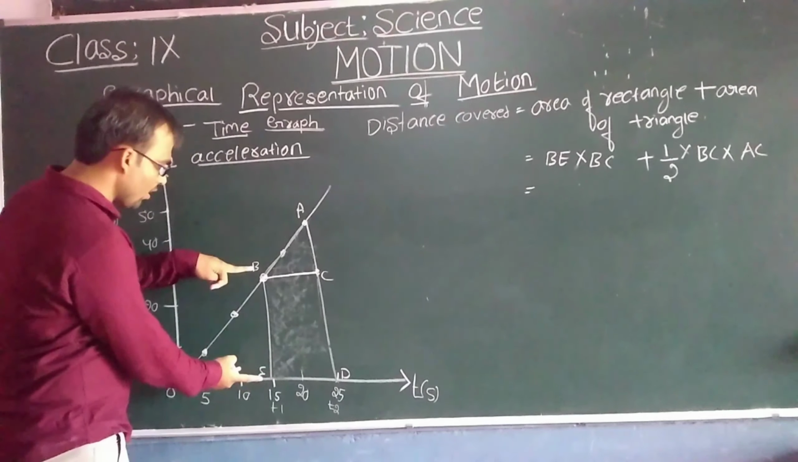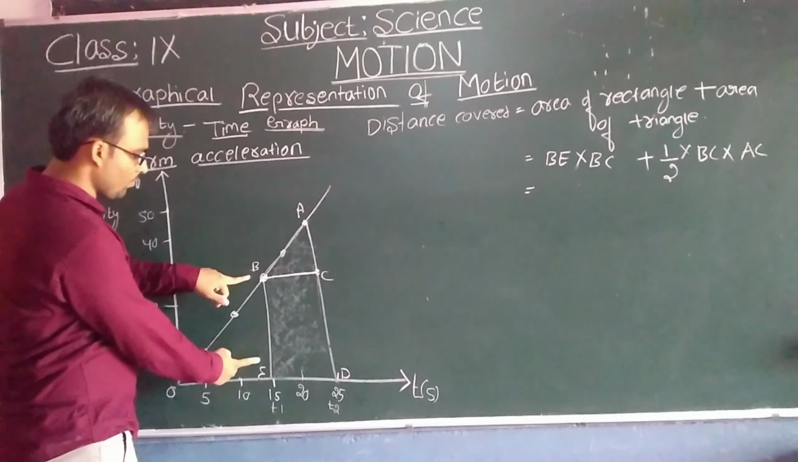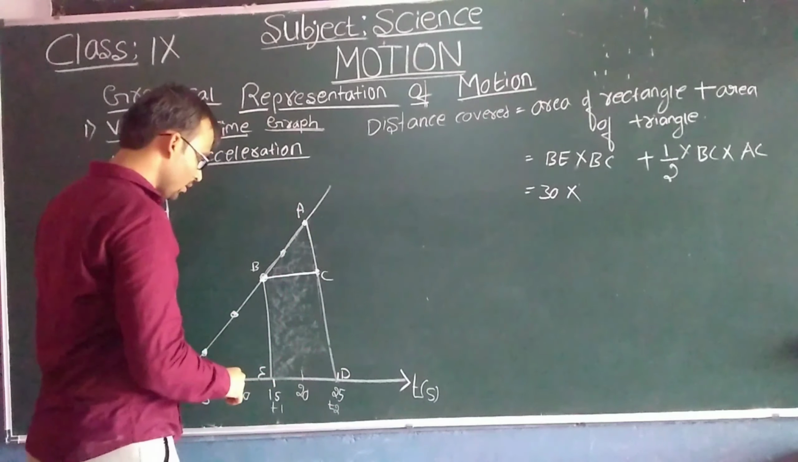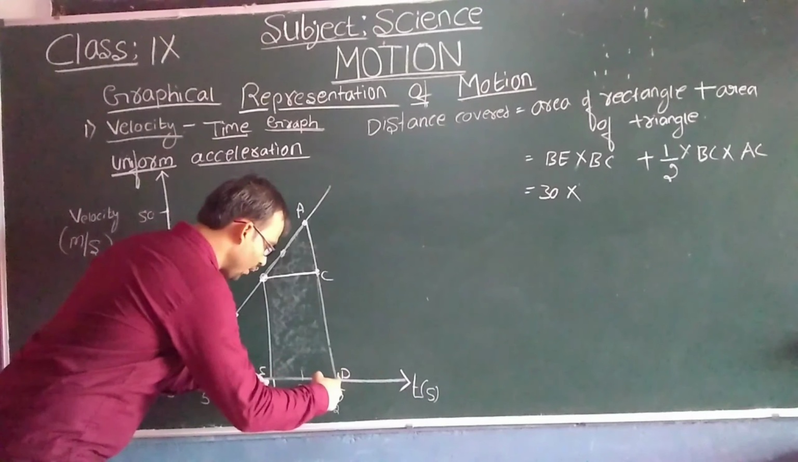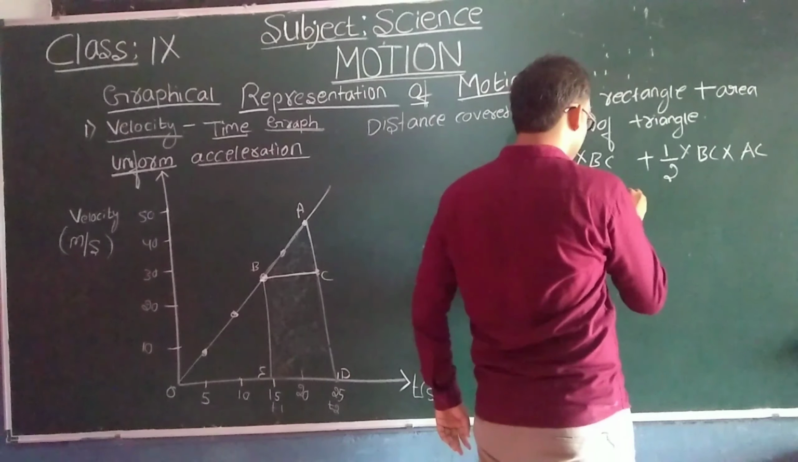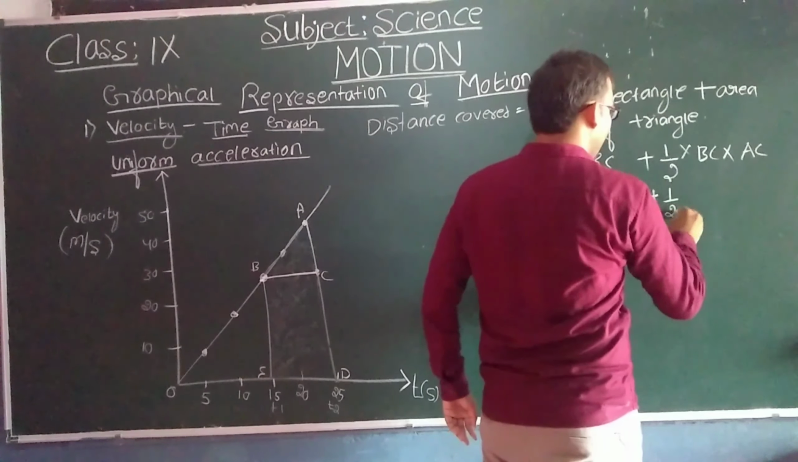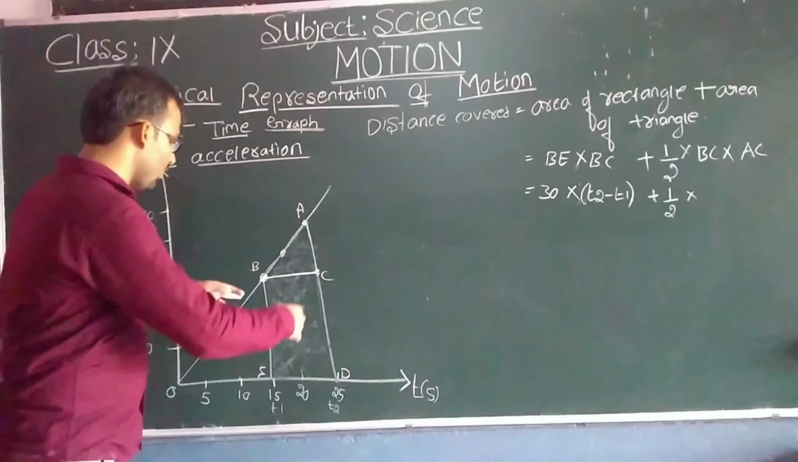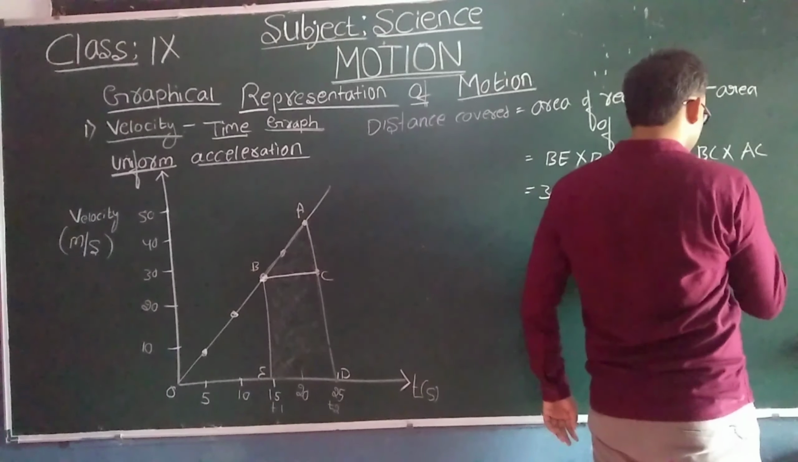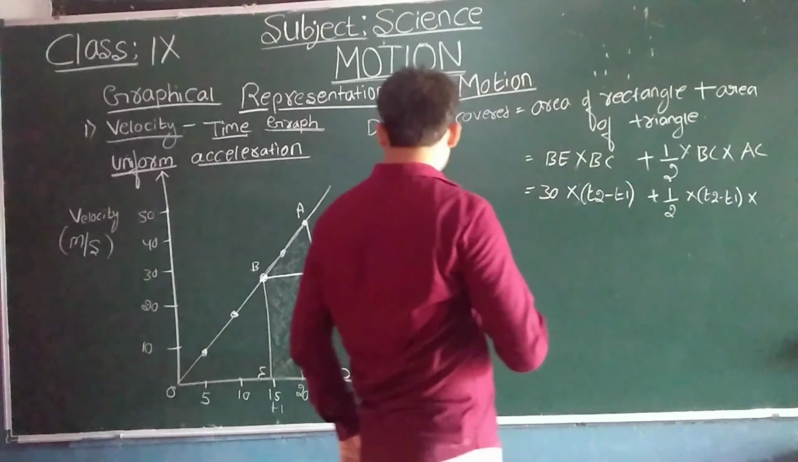Look at this one. BE represents 30 meter per second. So here we take BE as 30 into BC. What is BC? BC is a time interval, no? Time interval. So here T2 minus T1, plus half into again BC. Again this BC represents what? Time interval, no? T2 minus T1, and AC.